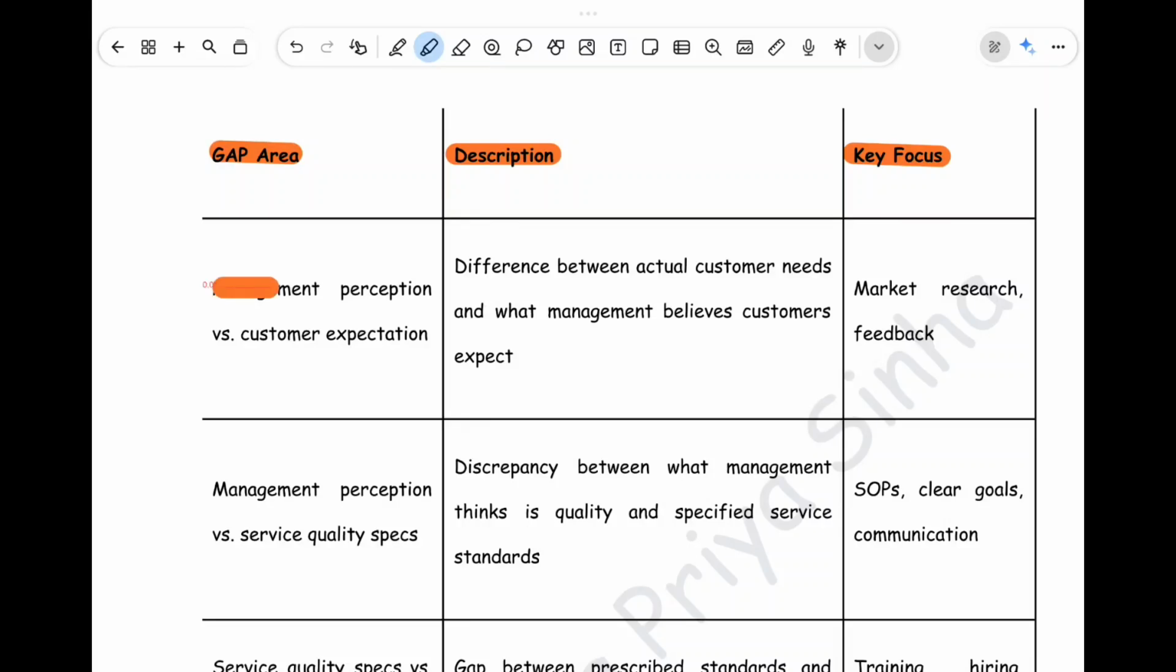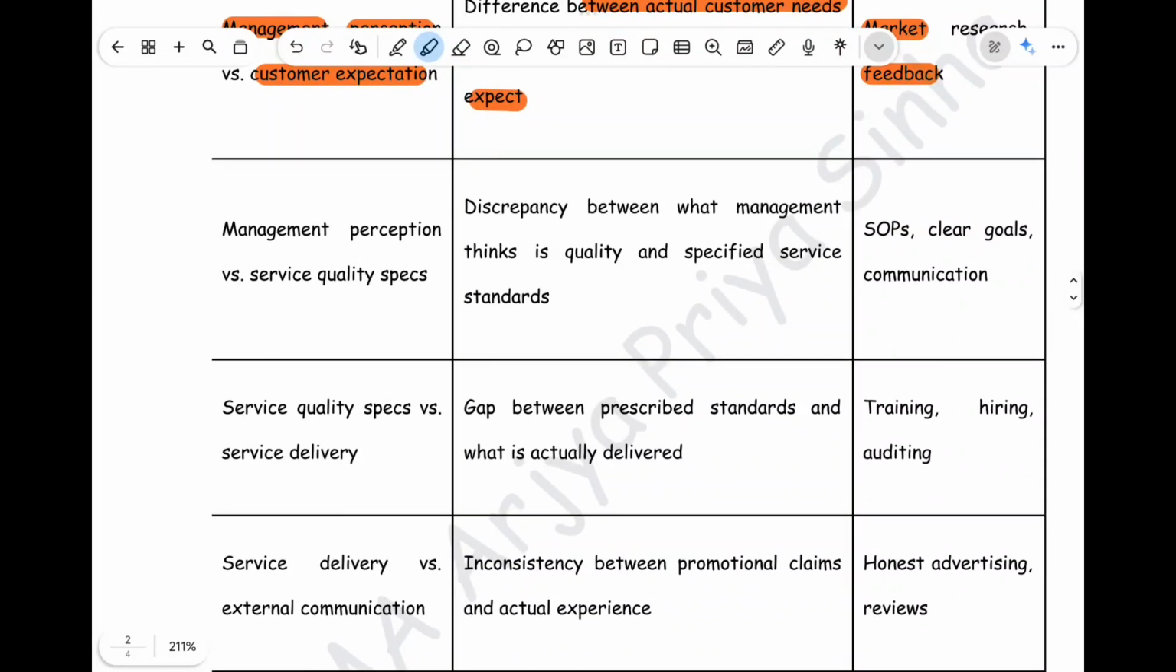The first is management perception versus customer expectations. So the difference between the actual customer needs and what management believes customers expect. So we need to identify such a gap. What are the management perceptions and what are the customer expectations? Now, what is the focus? The focus area should be market research, feedback, etc. Second is management perception versus service quality specs. Now, discrepancies between what management thinks is quality and specified service standards like SOPs, clear goals, and communications.